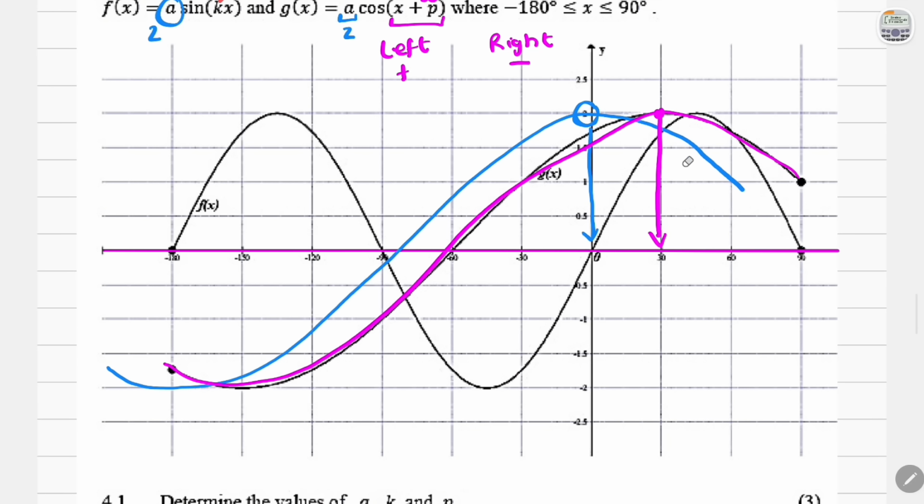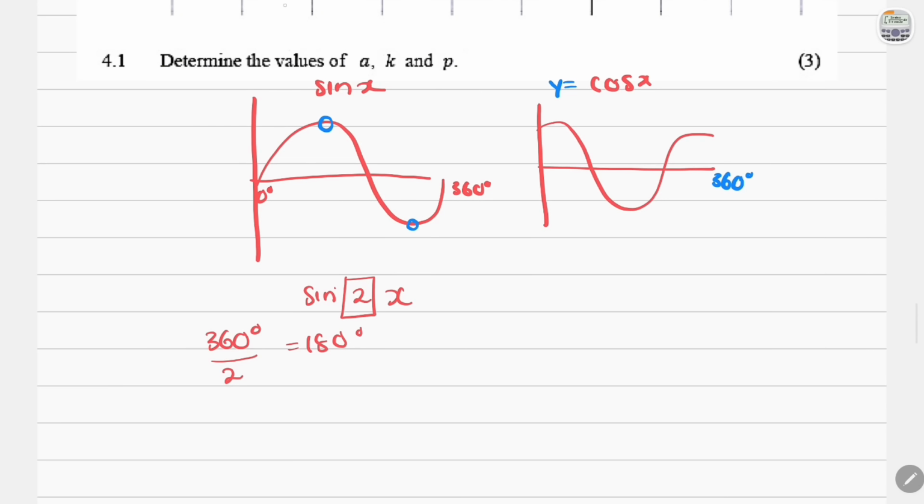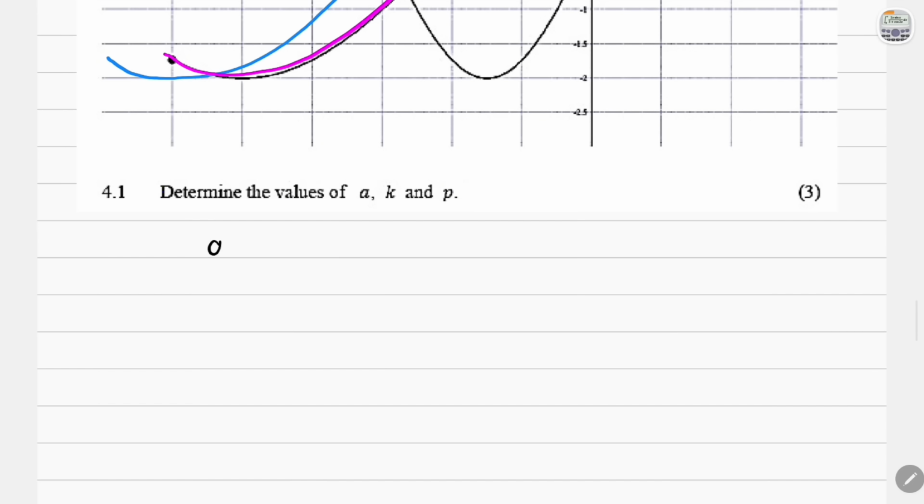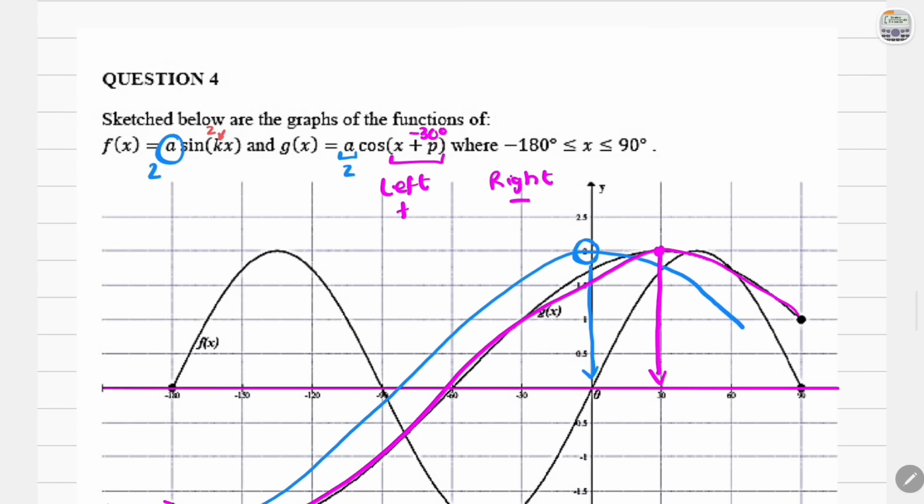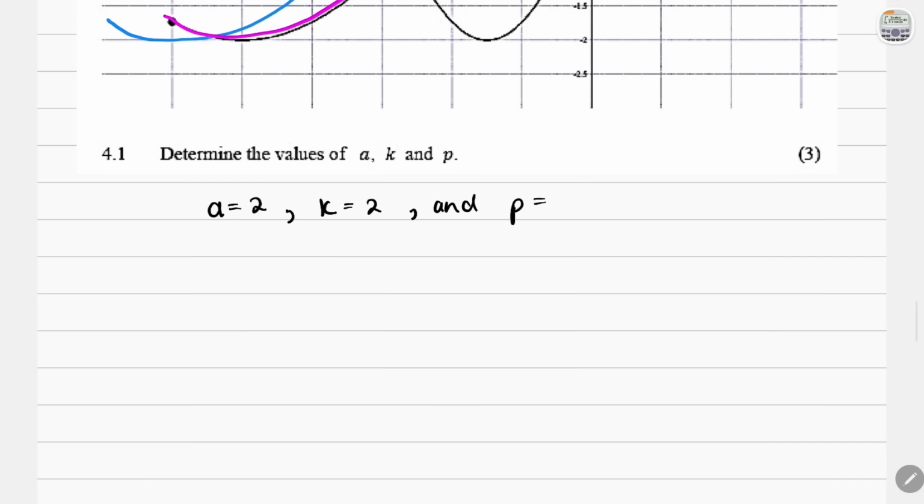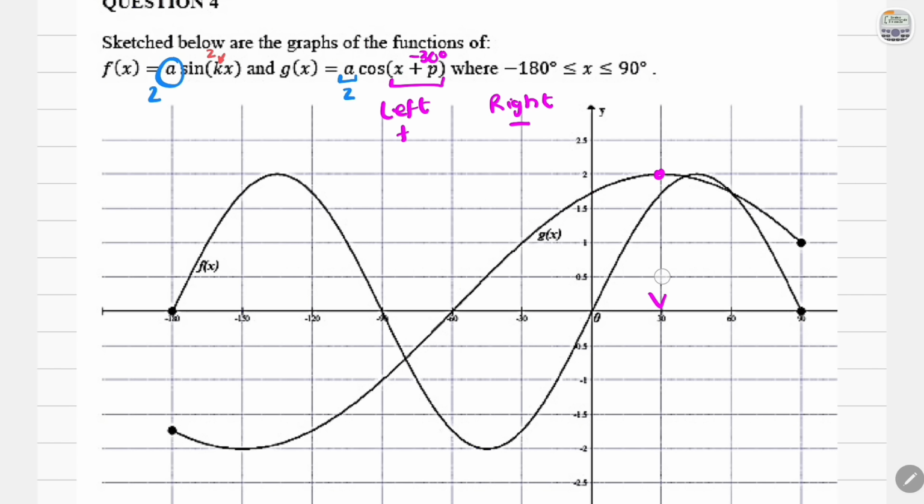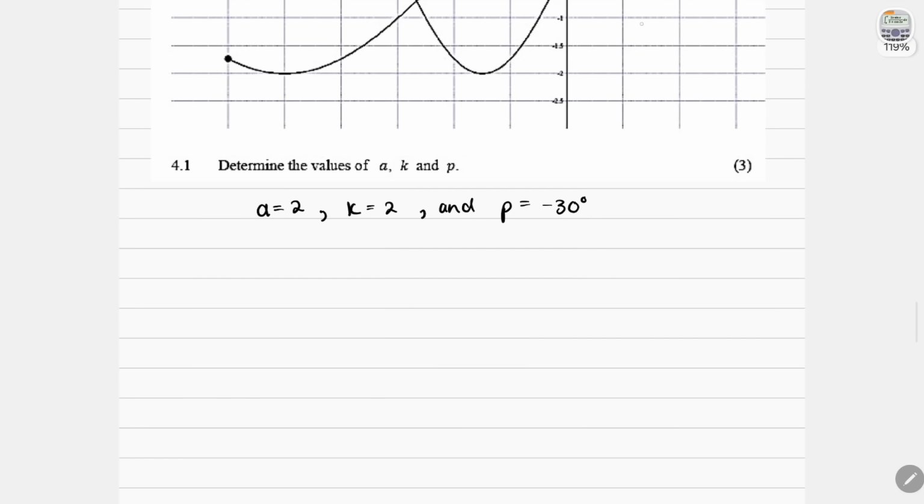We know that naturally it should have looked like this blue graph, but since it had that y value of 2 at 30 degrees, it was actually shifted 30 degrees to the right. And that's how we find all of those. So we're just going to put those down. We know that the value of A for both graphs is clearly 2. K, we found to be 2 as well. And we know that P is negative 30 degrees specifically because we were shifted 30 degrees to the right. And that is our answer. And moving on to the next question.